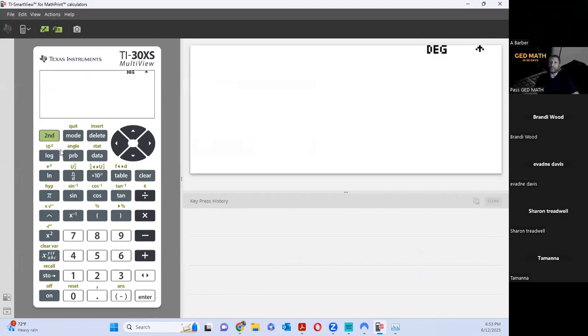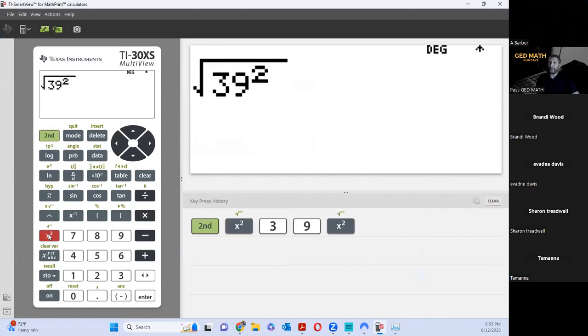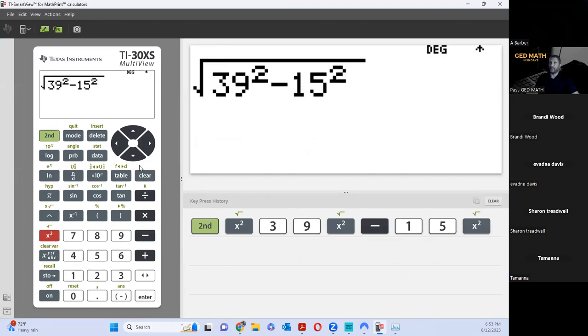So how do you get square root? Second, and x squared. So 39 squared minus 15 squared. Get out of your square root by hitting that right arrow. Press enter. You're gonna get 36. Nice.